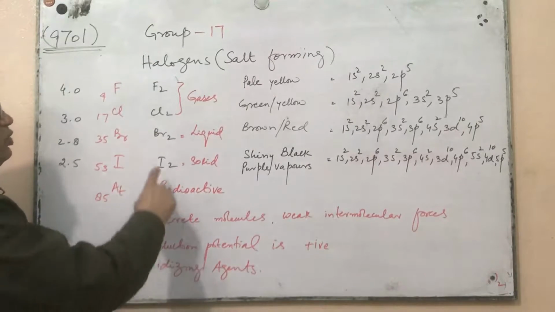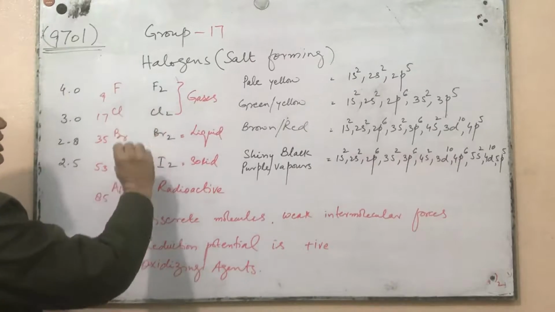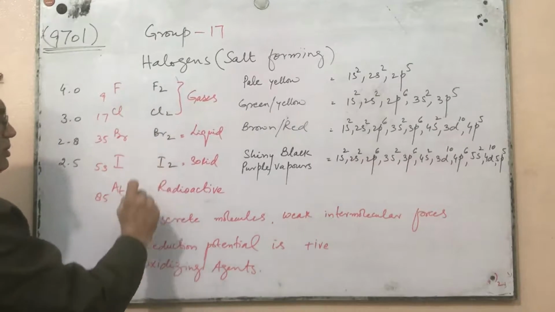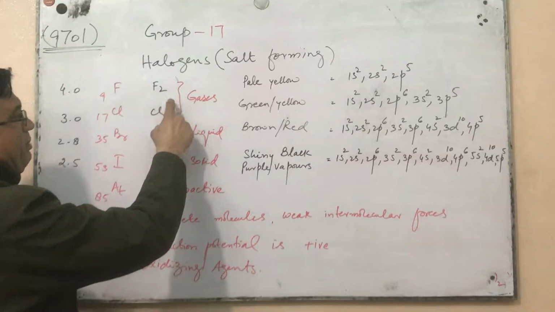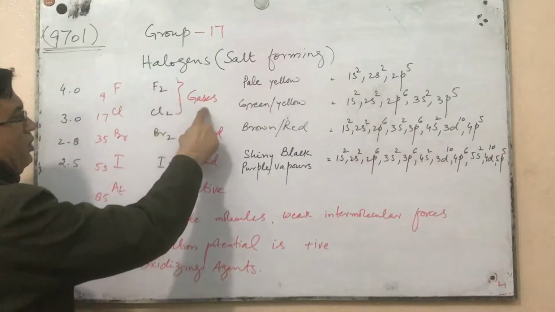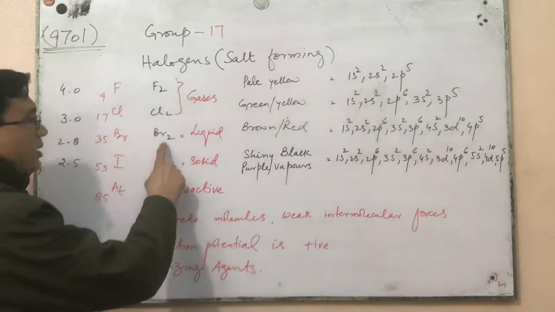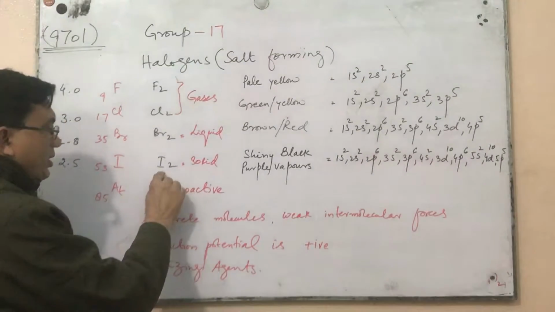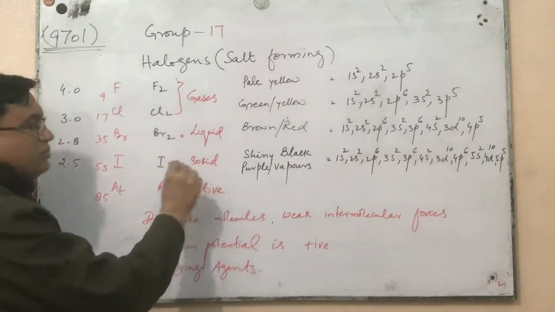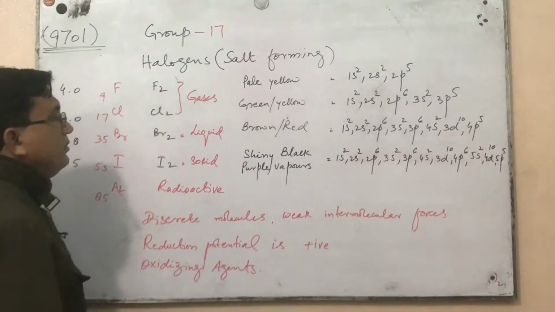Discrete diatomic molecules are formed by all these Group 17 elements: fluorine, chlorine, bromine and iodine. The first two members, fluorine and chlorine, are both gases, while bromine is present in the liquid state and iodine is present in the solid state.